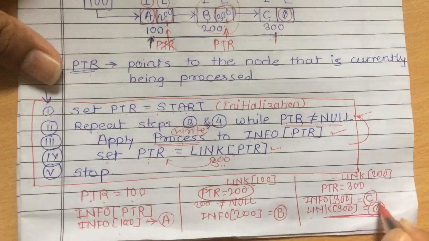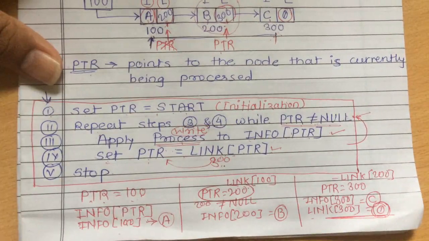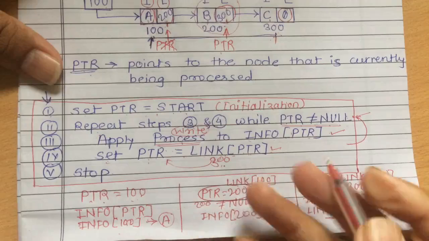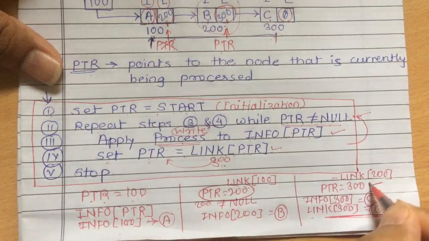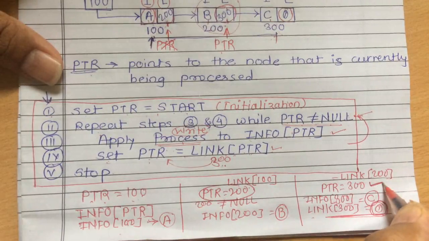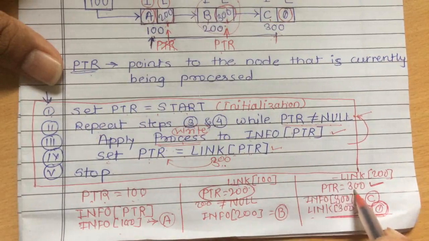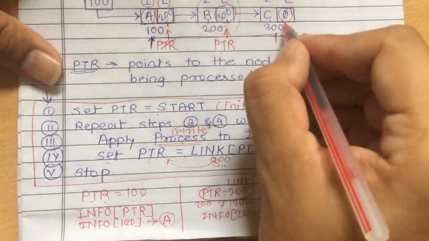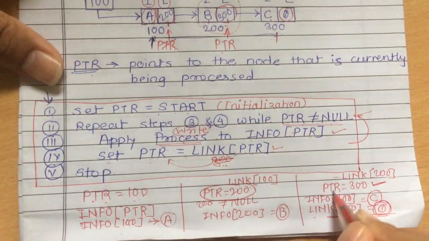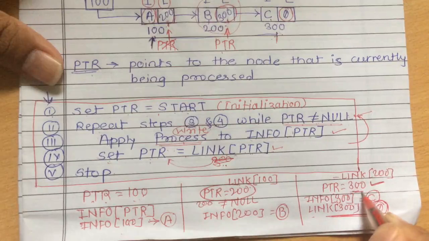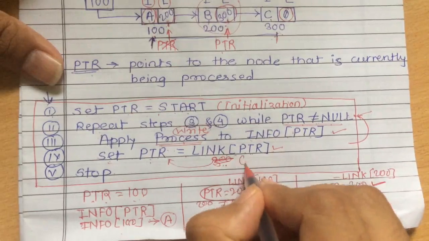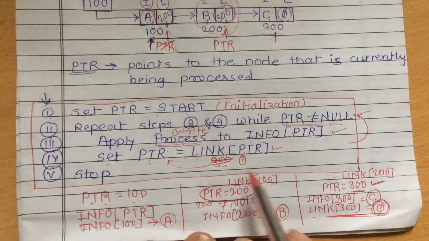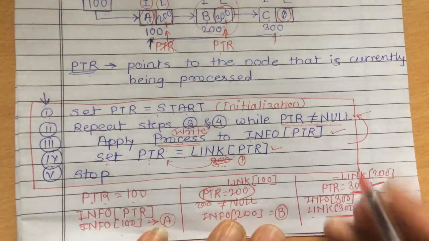we got 0, right? Because link of ptr, value of ptr previously was 300. So link of 300, what is the link of 300? Link of 300 is 0. So instead of pointer pointing towards the 300th node, it will point to the node with the 0 address, means it will contain the null pointer. So here value of pointer becomes 0. So ptr is equals to 0.